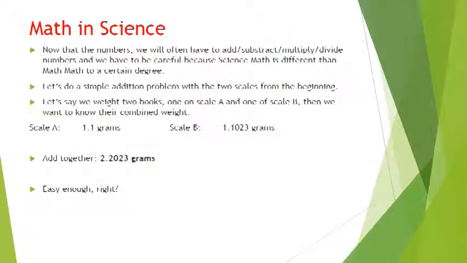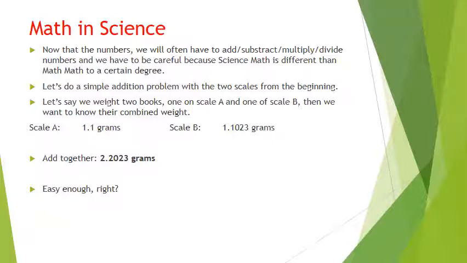Okay. All right. Next thing we'll do is, now that we've got numbers, a lot of times when we collect our numbers, we have to do math with our numbers. Now that we have numbers, we'll often have to add, subtract, multiply, and divide. And we'll have to be careful about this because science math, just like science numbers, is different than math numbers. Or math, to a certain degree.